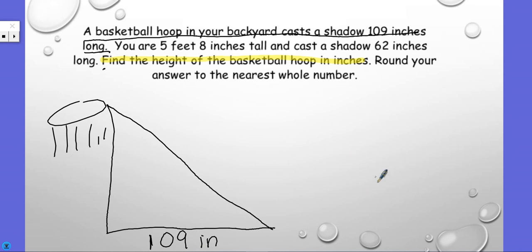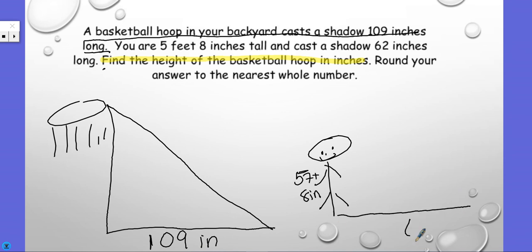And then it says you are 5 feet 8 inches tall. So here's me. And I'm going to give me a little smiley face. And I am 5 feet 8 inches tall. And my shadow would hit the ground, and it is 62 inches long. All right, and here is the triangle I'm making. So I got me some similar triangles, and it wants me to find the height of the basketball hoop. Okay, so there's my picture, and it wants my answer in inches.